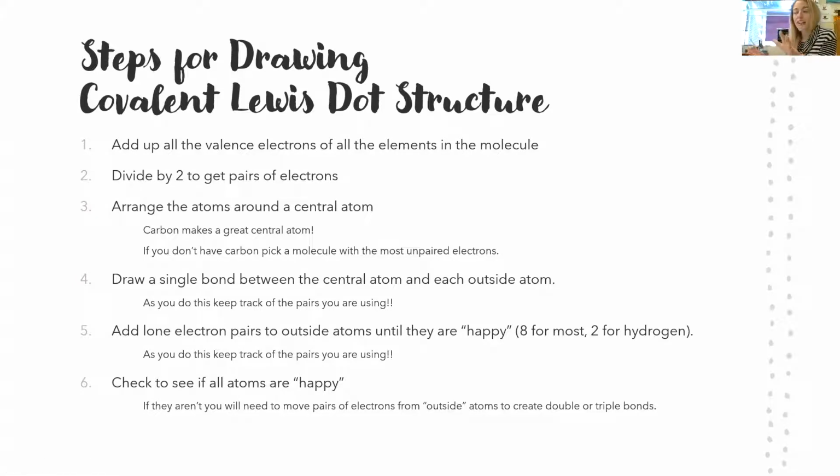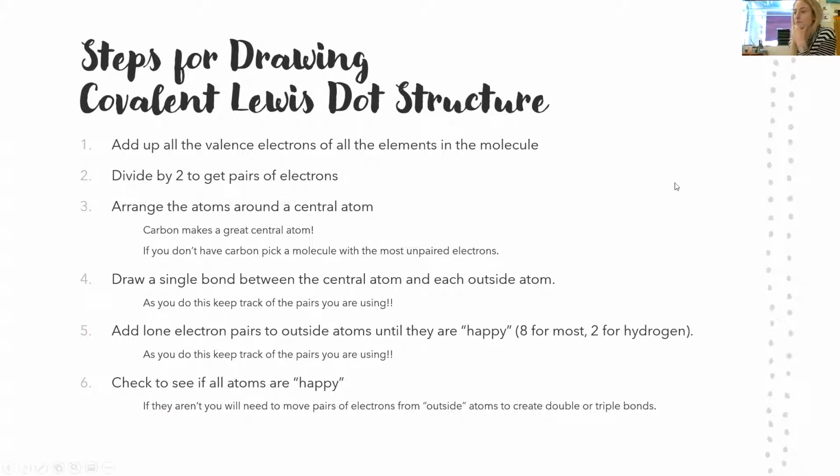We have to keep track of how many electrons we're using. So when we do this, it's kind of like we're going to the grocery store and we only have $10. If we only have $10, we cannot spend 12. So the same thing happens when we're drawing our Lewis dot structures. We have to make sure that we use all of the electrons we have, but we don't use more, we don't use less.